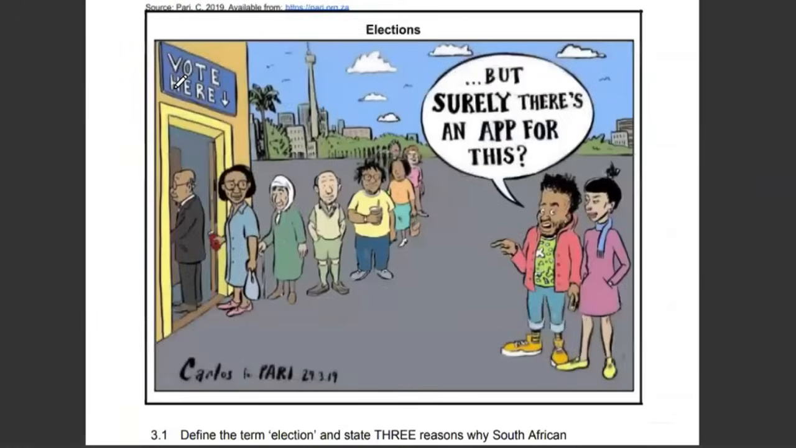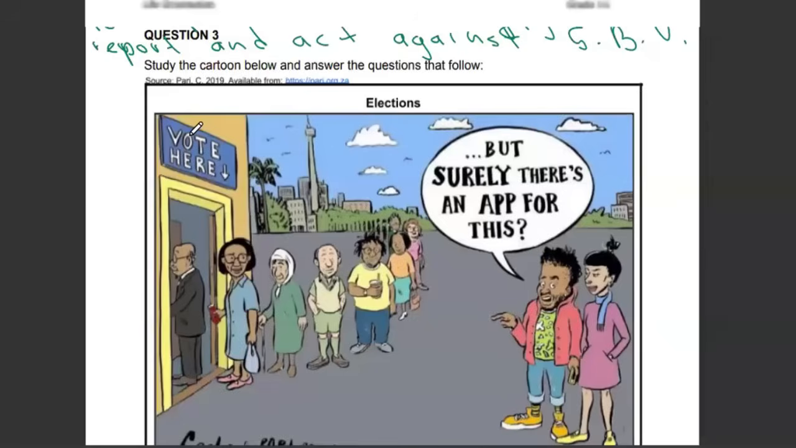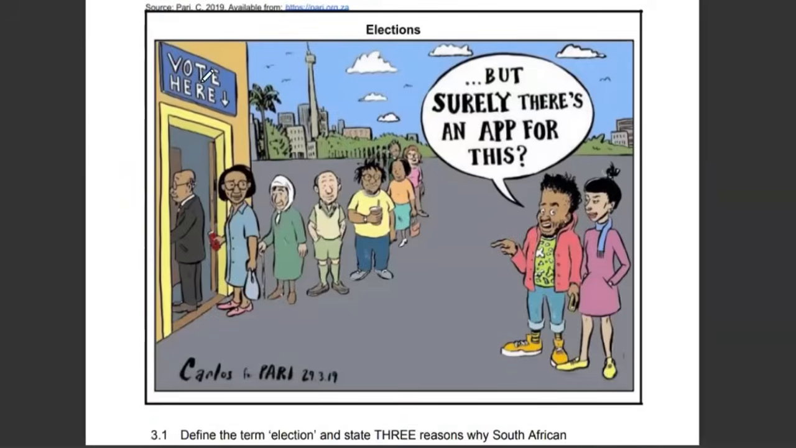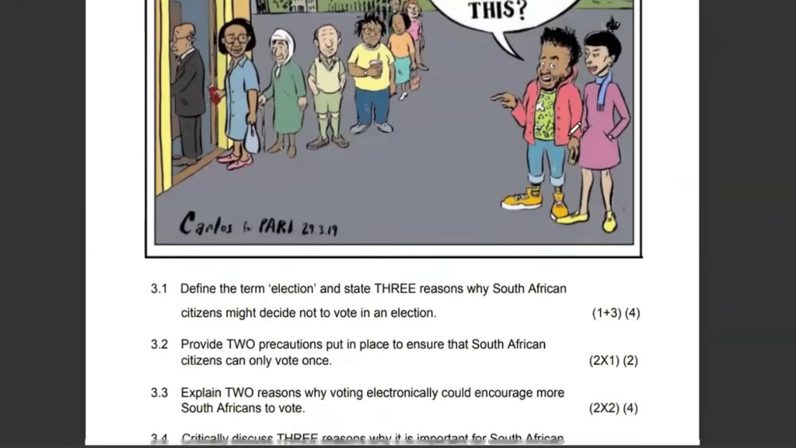So back to the question paper. If you look at the question paper for question 3, study the cartoon and answer the questions that follow. But surely there's an app for this. Vote here. So elections are taking place there. But surely there's an app for this. So define the term election and state 3 reasons why South Africans might decide not to vote in an election.